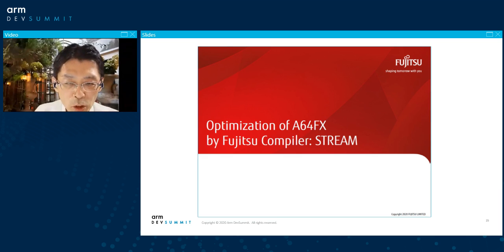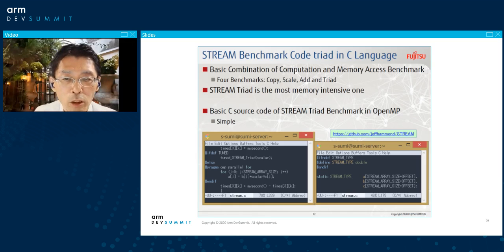So the next topic is the optimization of the A64FX by the Fujitsu compiler. At this time, I took the STREAM benchmark. It is a very well-known basic benchmark for the combination of computation and memory access. STREAM consists of 4 benchmarks: copy, scale, add, and triad. And I took the STREAM triad. It is the most memory-intensive one. Below the two pictures is the basic source code of the STREAM triad benchmark. It's very simple and easy.